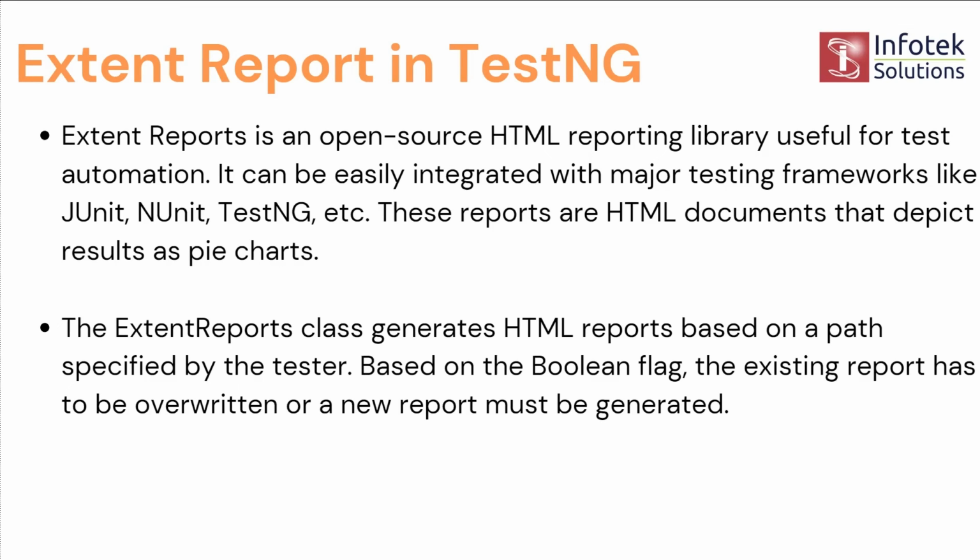So the Extent Report class generates an HTML report based on the path specified by the tester. Based on the Boolean flags, the existing report has to be overwritten or a new report must be generated. So basically, to represent these test reports, we need to display the boolean flag. Like if the test case passes, we can say true, that test case passed, so you will have a pass output.